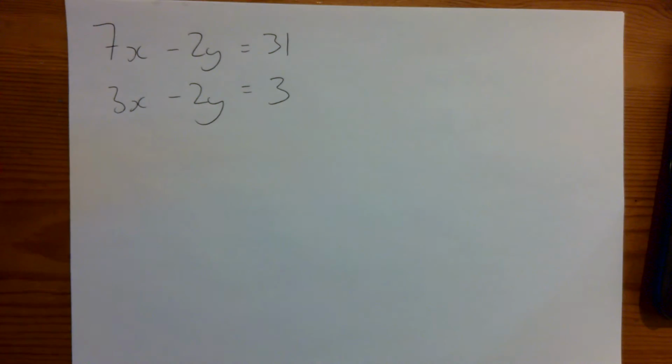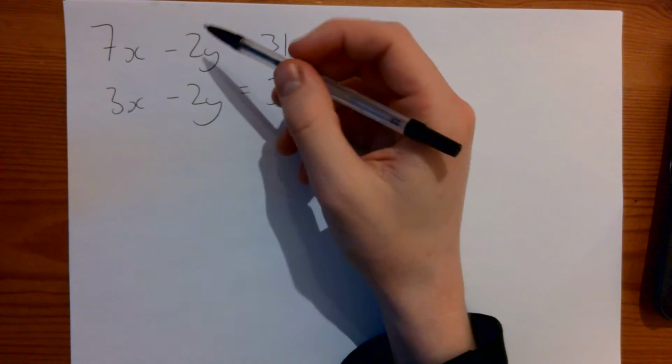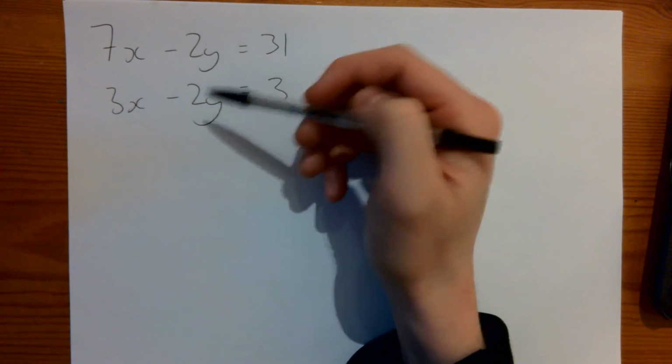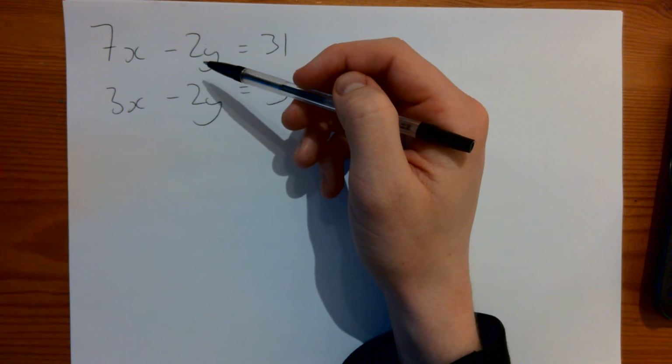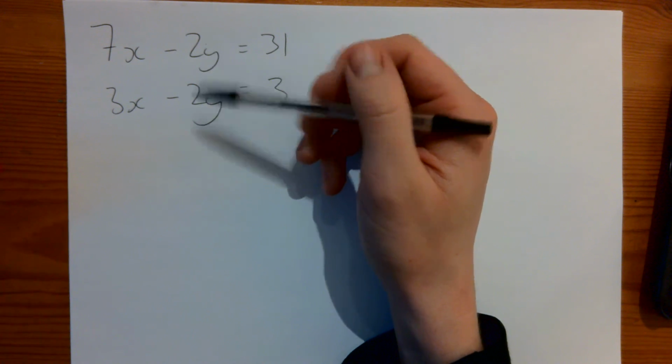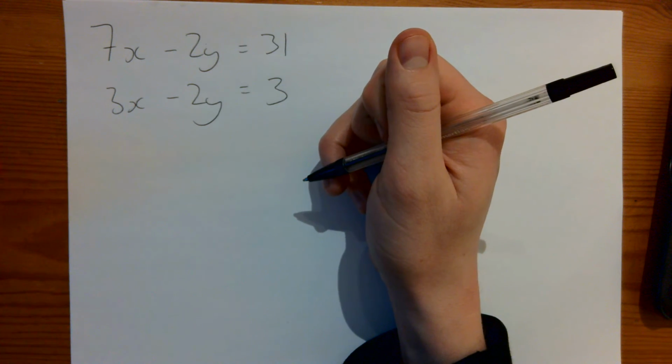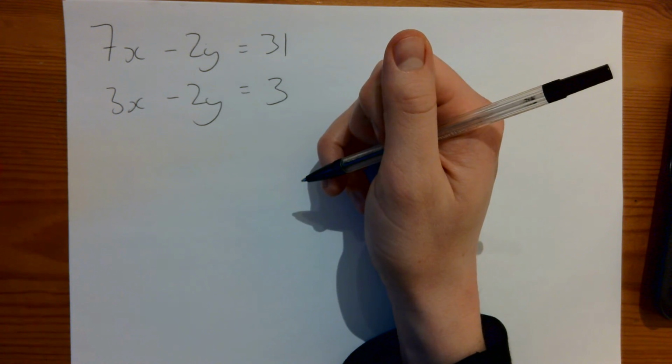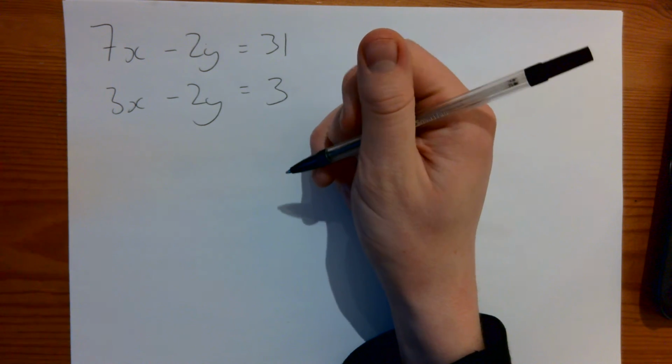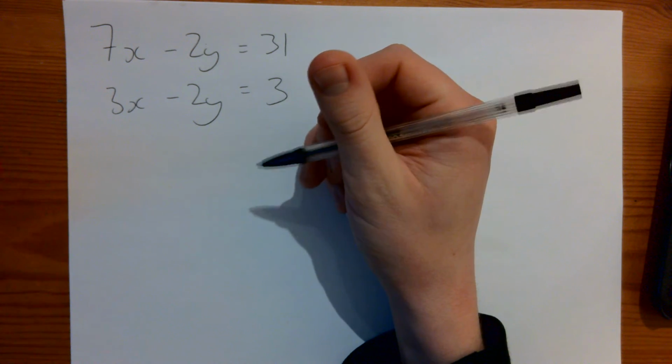7x minus 2y equals 31. 3x minus 2y equals 3. Now, it's a bit of a sneaky one, this one. We've got matching 2y's, and they're both negative. So do you think I'm going to have to minus them to cancel or add them to cancel? What do you reckon? I'm actually going to have to minus them to cancel.